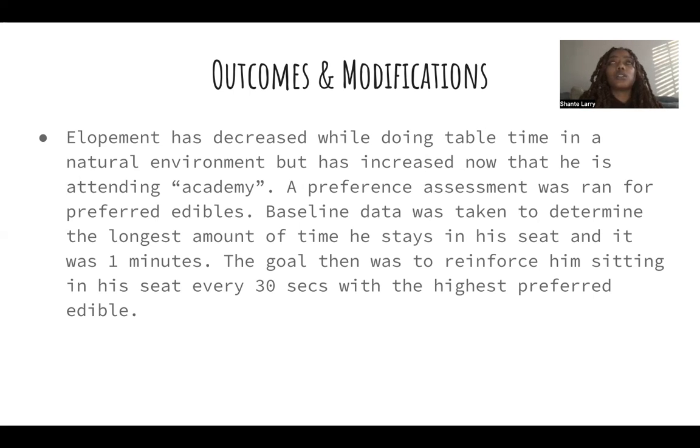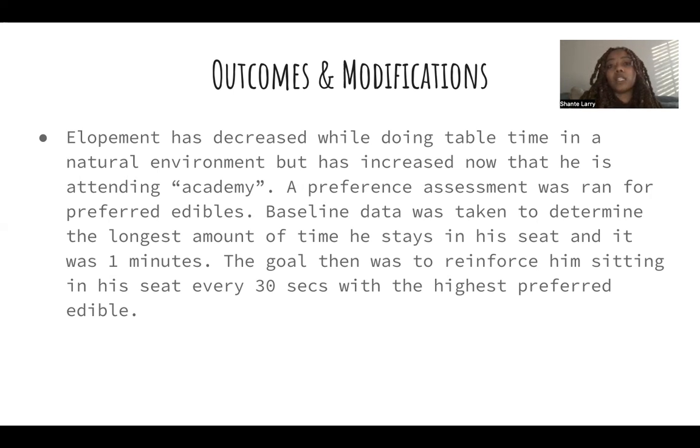So we did run a preference assessment to see what preferred edibles he liked. Baseline data was taken to determine the longest amount of time that he is able to sit in the seat before he elopes, and it ended up being a minute. So the goal was to reinforce him sitting in his seat every 30 seconds with the highest preferred edibles, which ended up being Oreos and gummies.